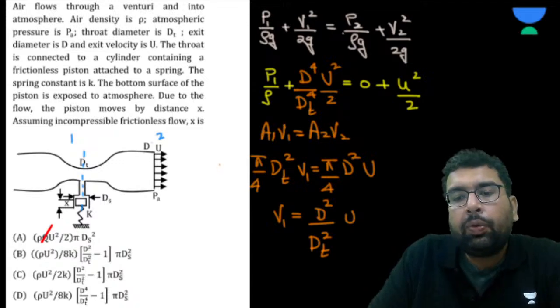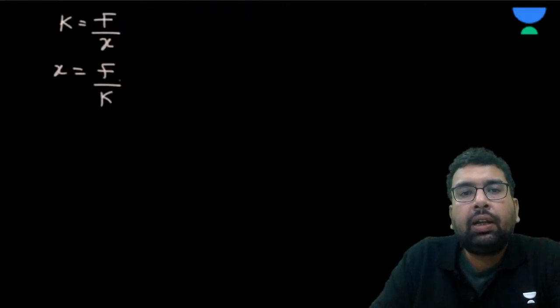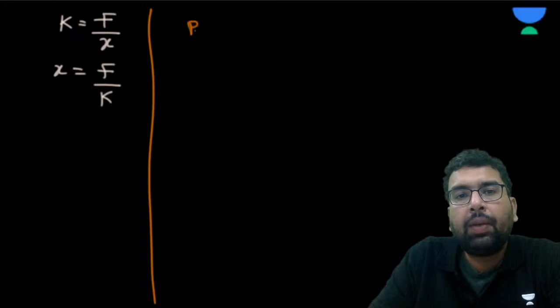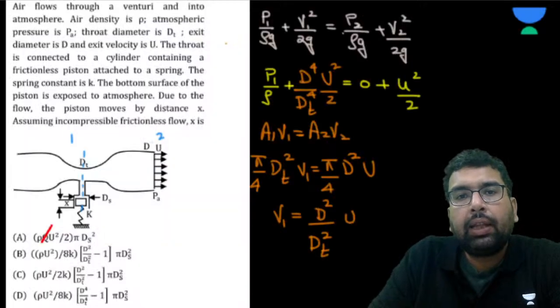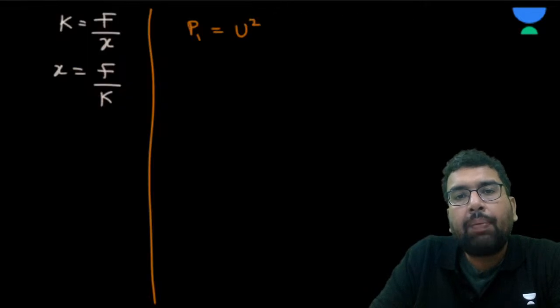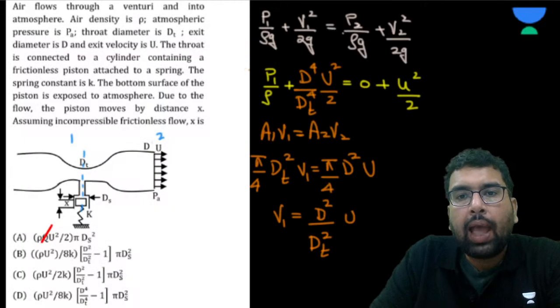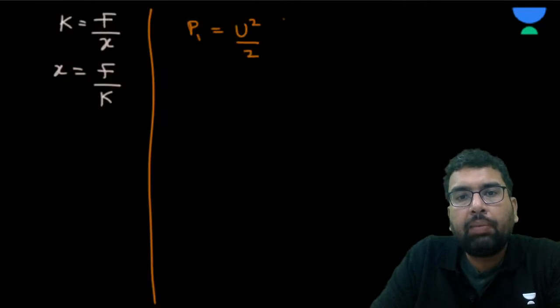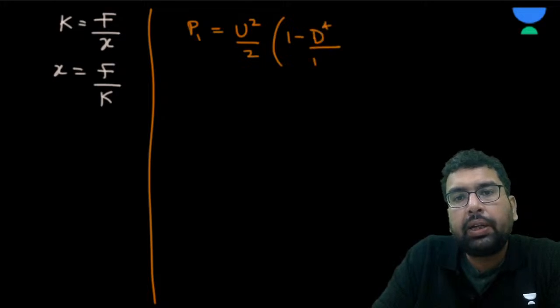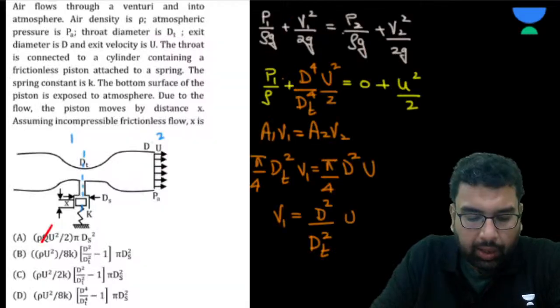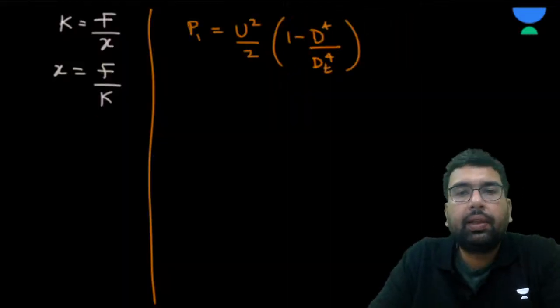Now from this, can we get the P1 value? Yes, sir, seems like that. So P1 will be u square by 2 times, it will become 1 minus d to the power 4 upon dt to the power 4. Right? Okay.